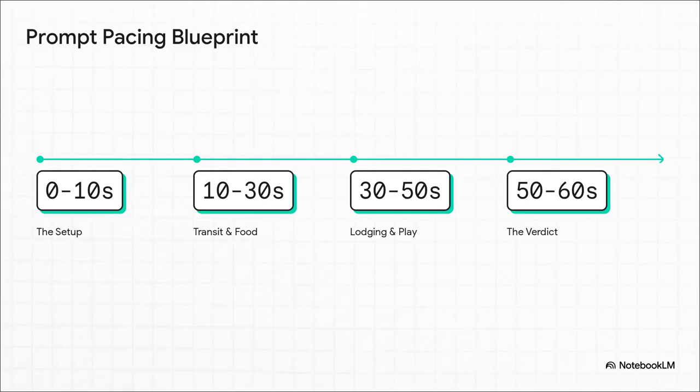And this brilliantly illustrates the overall structure of our prompt. We have a literal masterclass in 60-second pacing. 0 to 10 seconds is our setup, 10 to 30 seconds covers transit and food, 30 to 50 handles lodging and play, and finally, 50 to 60 seconds delivers the verdict. It's an incredibly tight pacing blueprint. Just a great reminder that we're analyzing the precise mechanics of a fast-paced micro video that's designed not to waste a single second of your attention.